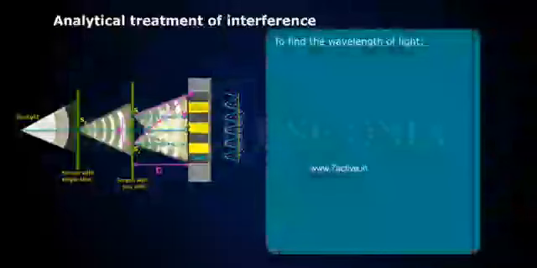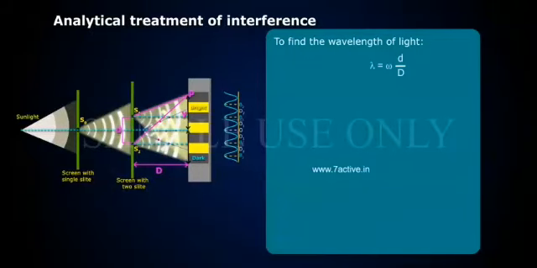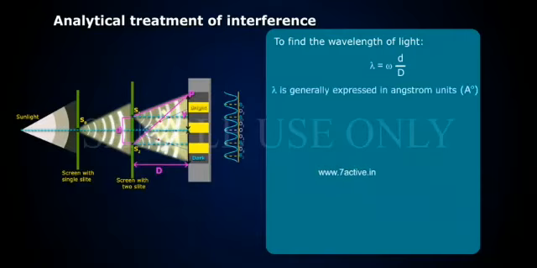To find the wavelength of light, λ = βd/D. Lambda is generally expressed in angstrom units. 1 angstrom equals 10 to the power of minus 10 meter.